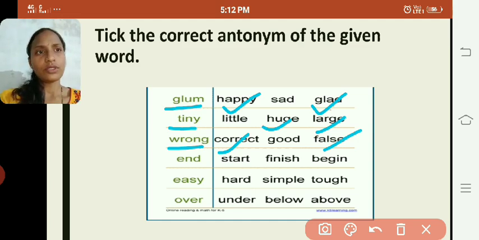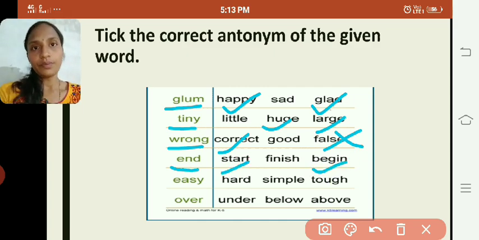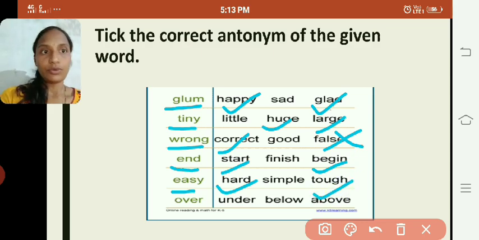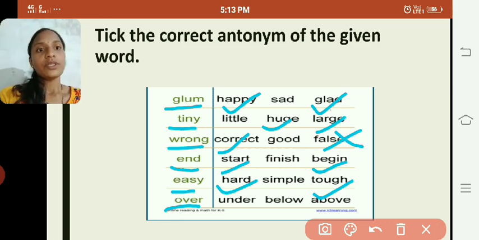Here we will not use false. Then end, which is a finish. So start is also an opposite word and begin is also an opposite word. Easy. Easy is simple. So hard is also an opposite word. Tough is also an opposite word. Over. So what is the opposite word for over? That is under also and below also. So there are two opposite words for each word given here.